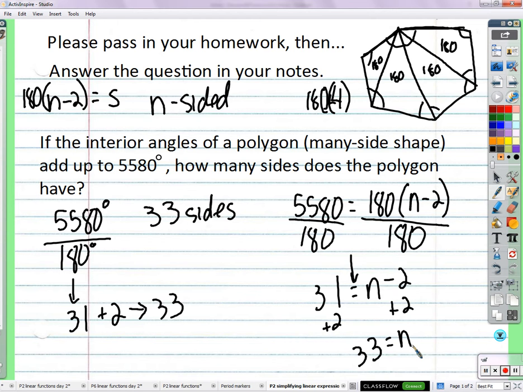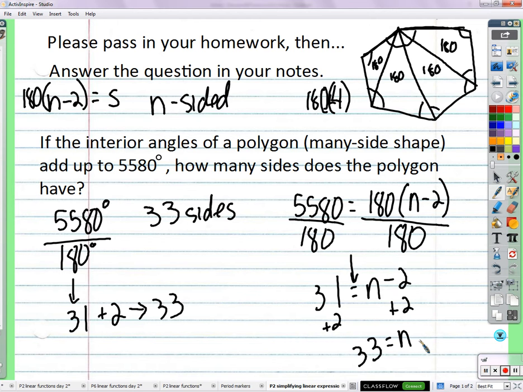Okay. So here, it just makes sense. We'll split that into groups of 180, and we get 31 of those. That's the number of triangles. Add 2 to that, I get the number of sides. Here's an algebra approach. This is an algebra class, so we're going to figure out how to write equations and then solve them to find the solution we're looking for.